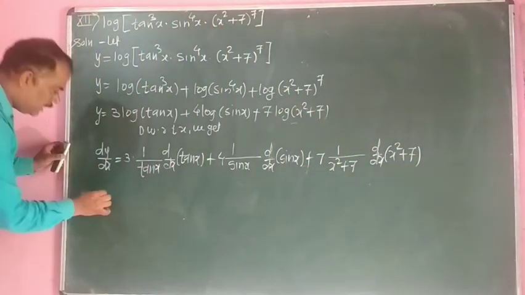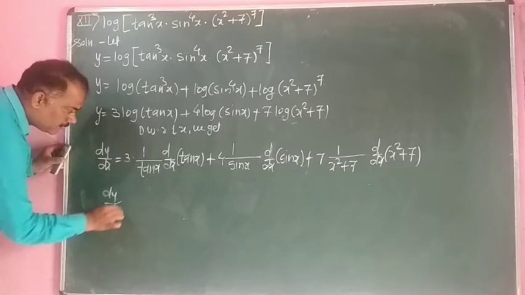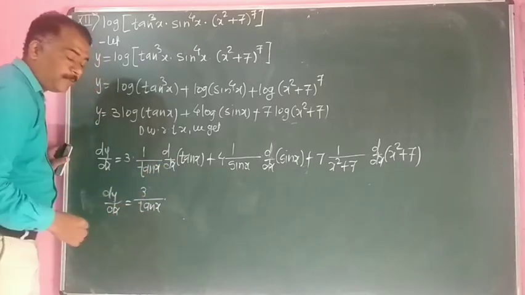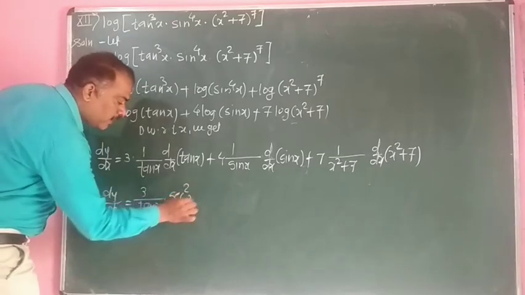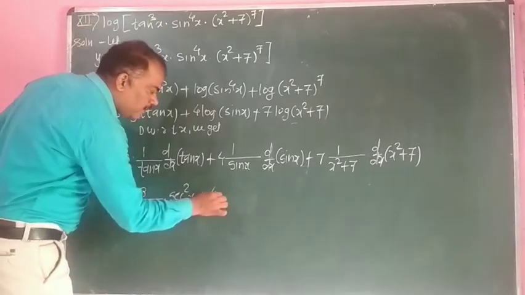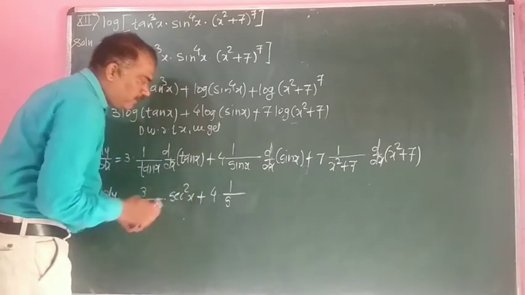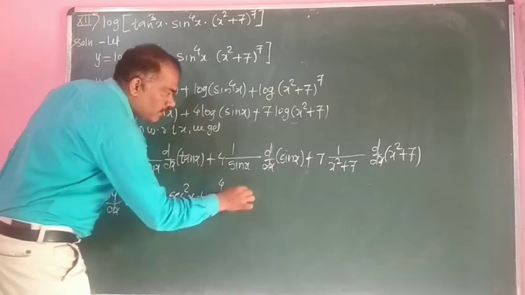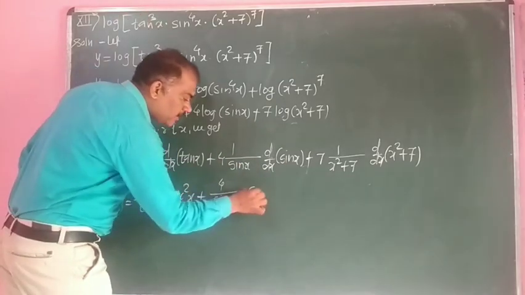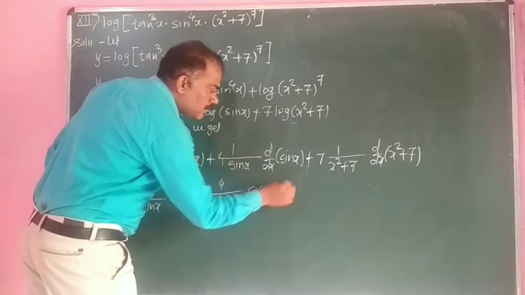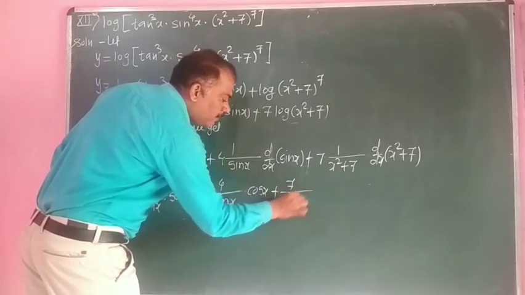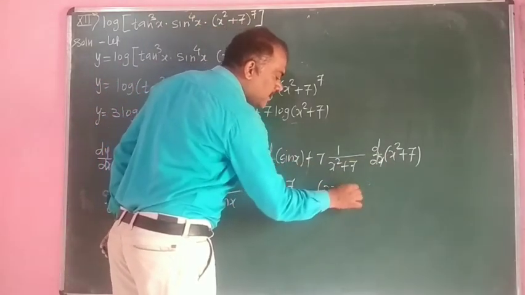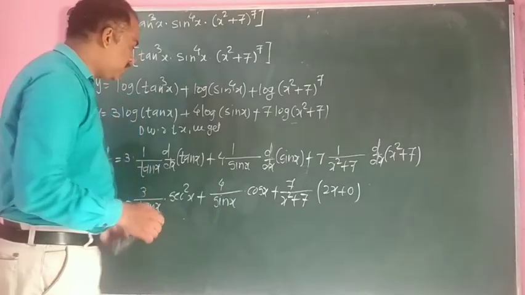Now what we have to get: dy by dx is equal to 3 divided by tan x. What is the derivative of tan x? Sec square x, plus 4 into 1 upon sin x, that is 4 divided by sin x, into what is the derivative of sin x? It is nothing but cos x, plus 7 divided by x square plus 7. What is the derivative of x square? Derivative of x square is 2x, plus 7 is a constant, its derivative is 0.